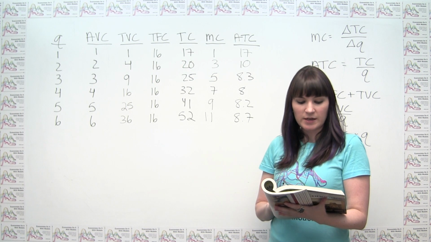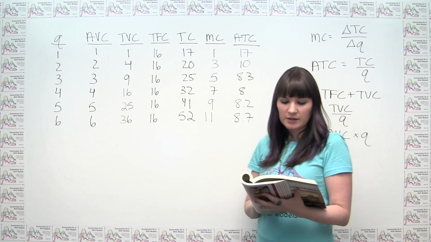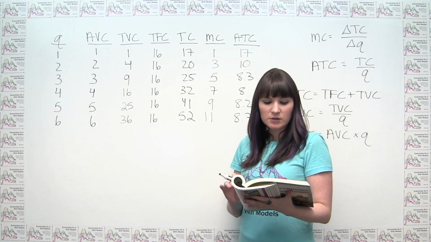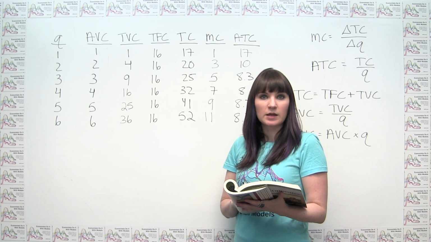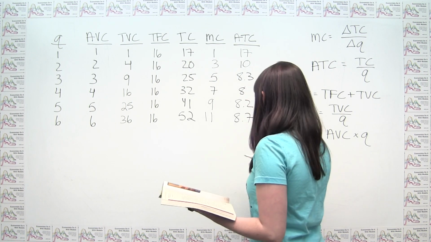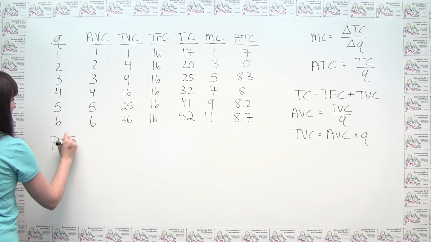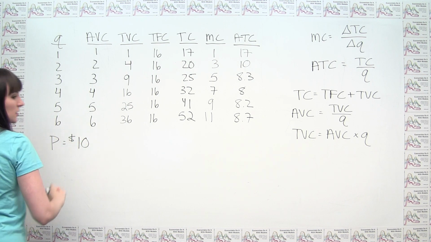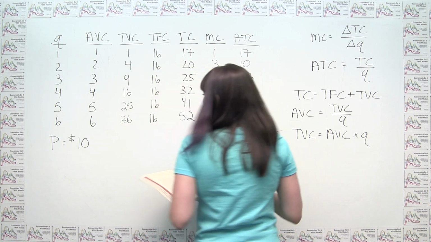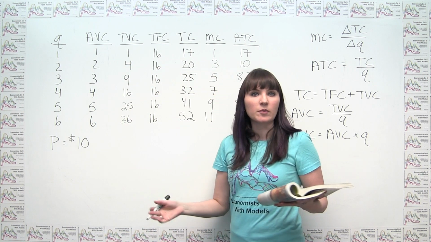Part B of the question asks, the price is currently $10. What is the total quantity supplied in the market? So I'll just write down somewhere here, P equals $10, just so we don't forget it. And then we can think about where we want to go from here.